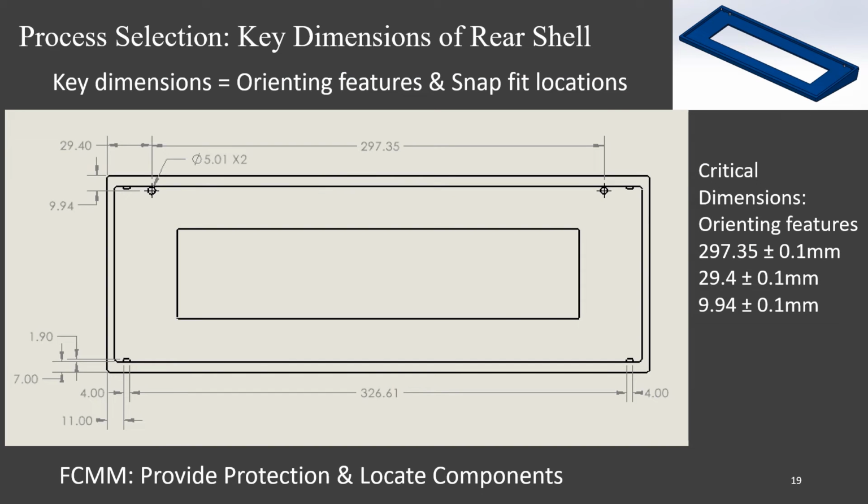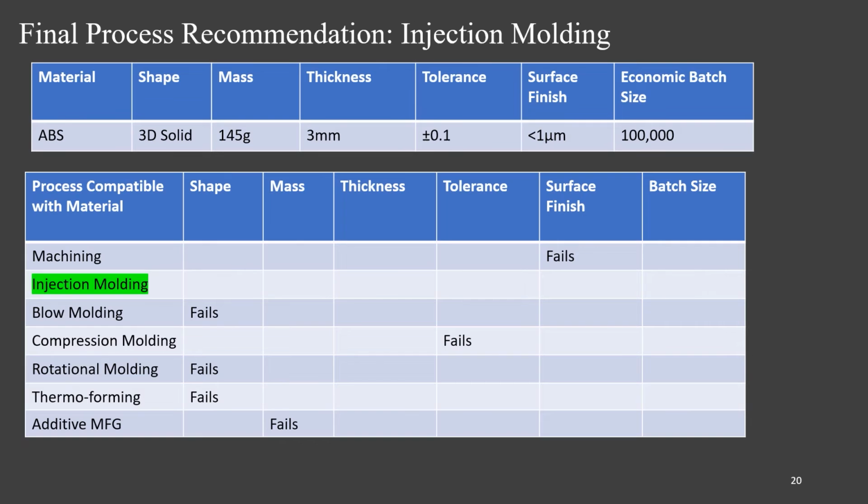For the process selection of the rear shell, we determined that the key dimensions were for the orienting features and the snap fit locations. From the functional component mapping matrix, we see that the functions are to provide protection and locate components. Locating components needs to be more accurate to ensure a consistent and efficient assembly process. For this reason, we determined the critical dimensions to be those of the orienting features. We used a tolerance of plus or minus 0.1 millimeters to ensure the accurate placement of these features. This slide shows the rest of the properties for the rear shell.